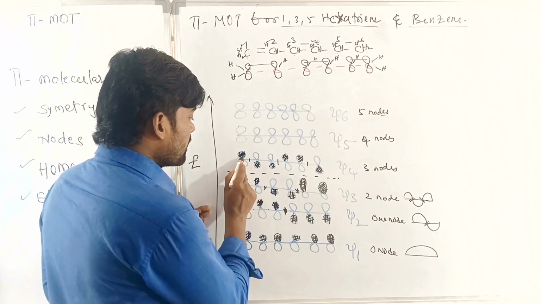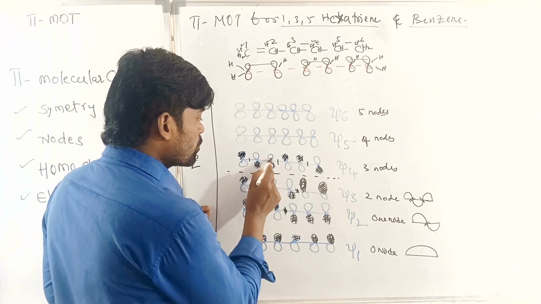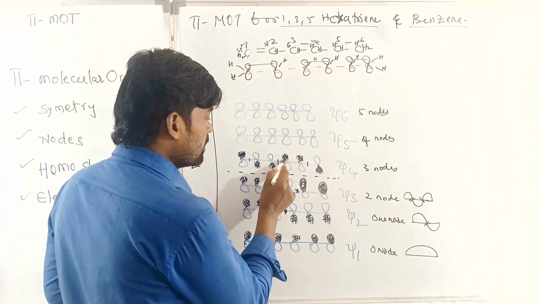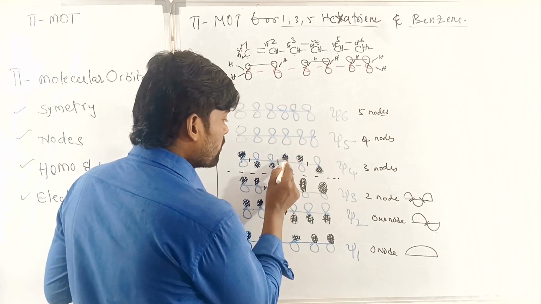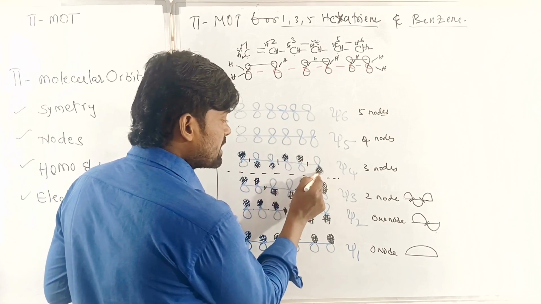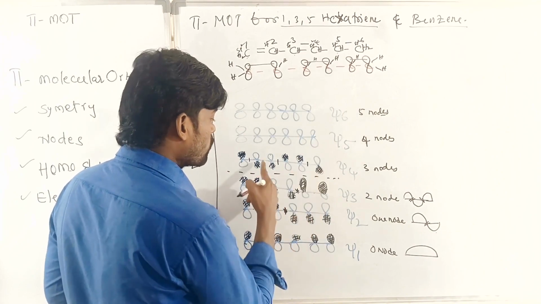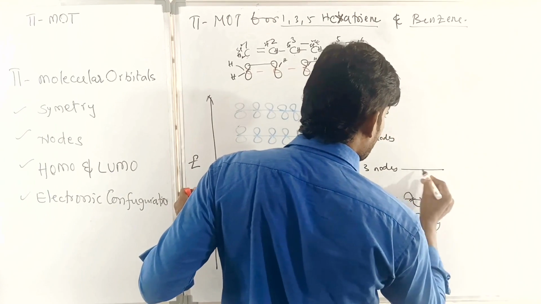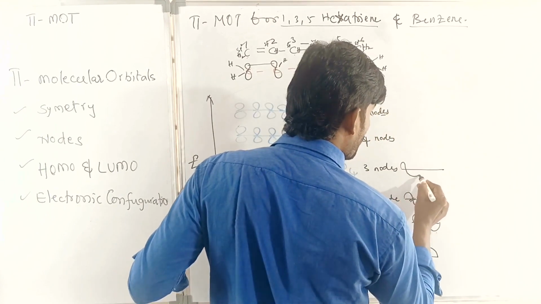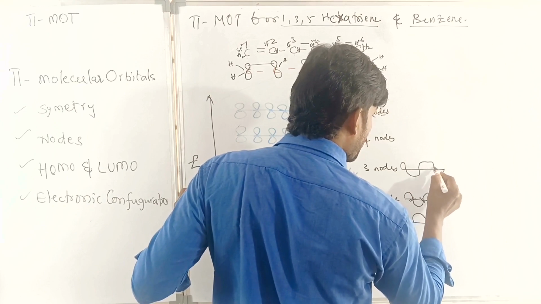Now I am separating 1 node here. There is no node in between these 2, and here a node is present between C3 and C4. Between C4 and C5 there is no node. Between C5 and C6 there is a node, between the carbon atoms. So 3 nodes are uniform. Here 1, 2 will be here, 2 will be here, and 1 will be there.